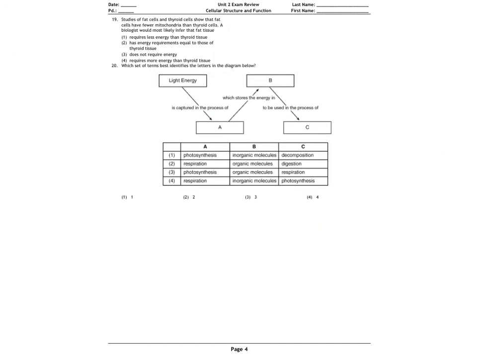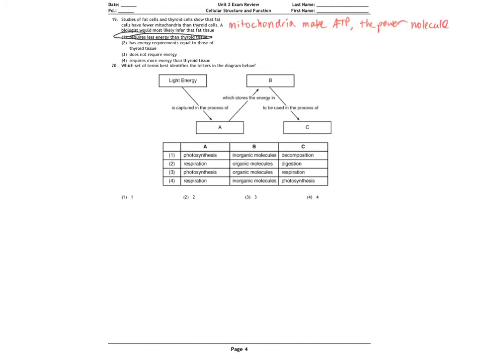So in number 19, you can see that the question is asking about studies of fat cells and thyroid cells, and that fat cells have fewer mitochondria than thyroid cells. A biologist would most likely infer that fat tissue requires less energy than thyroid tissue. And the reason for that is that mitochondria are the organelles that release ATP.